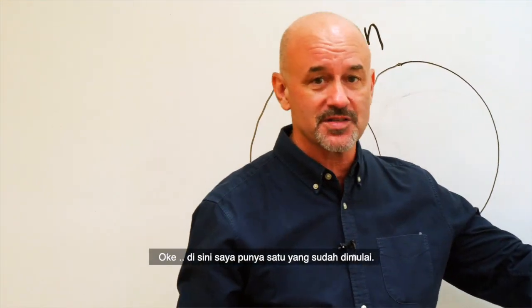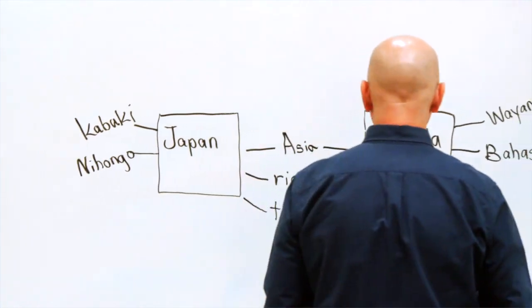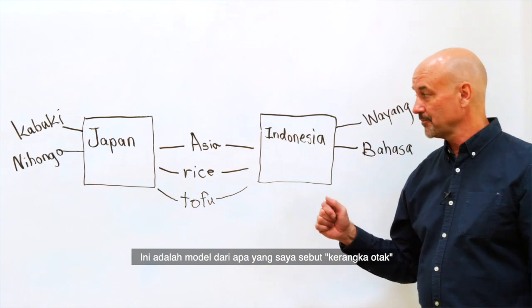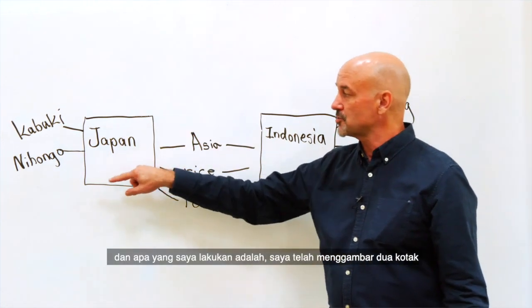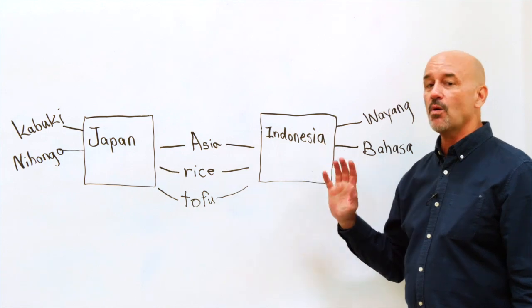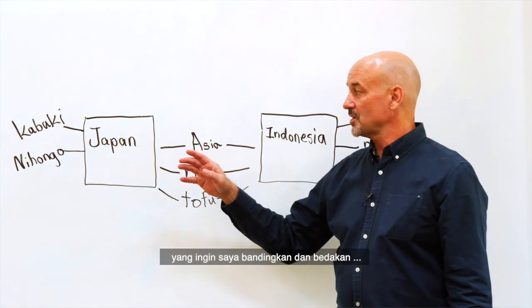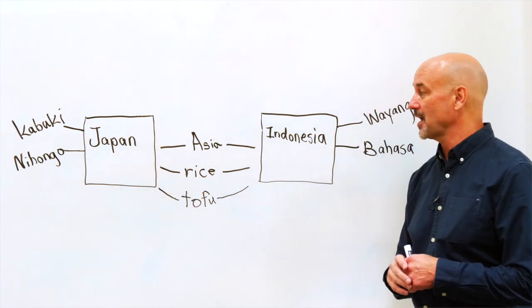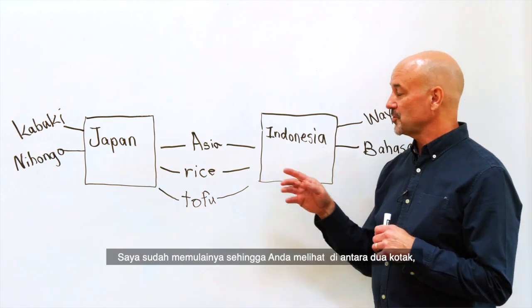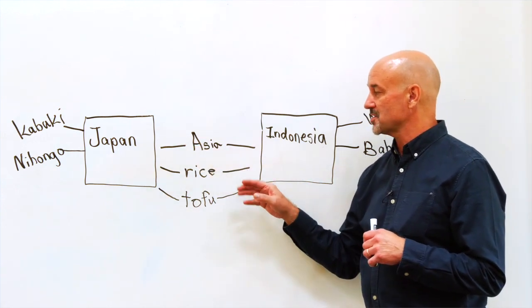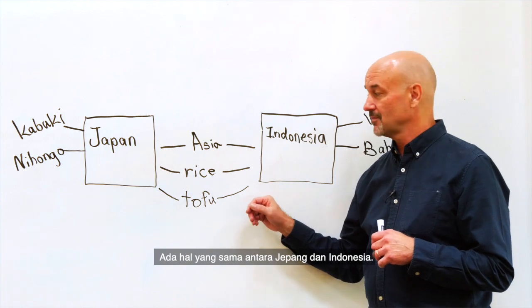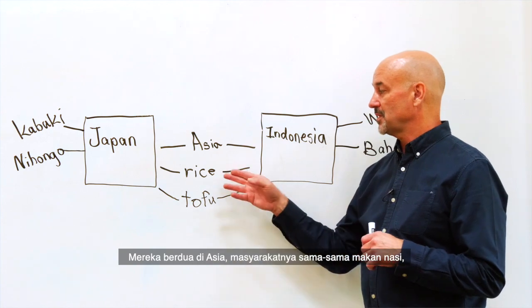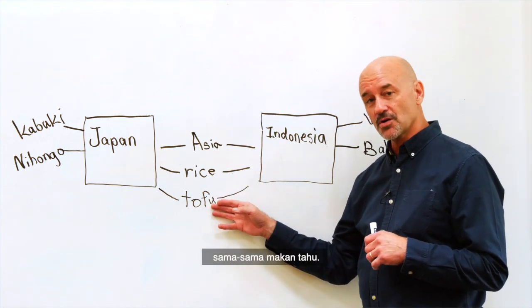Okay? Here I have one started. This is a model of what I call a brain frame. And what I'm doing is I have drawn two boxes. I want to compare and contrast what's the same and different between Japan and Indonesia. Okay? I've already started this. So you notice in between the two boxes, these are things that are the same. Japan and Indonesia are both in Asia. People there eat rice, they both eat tofu.